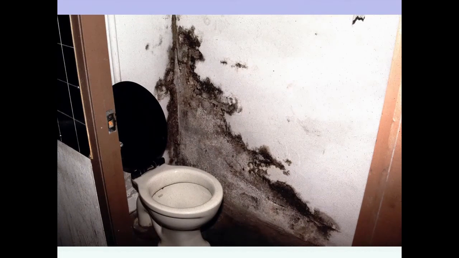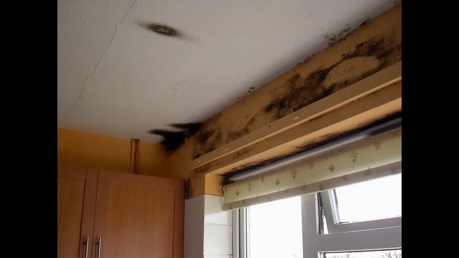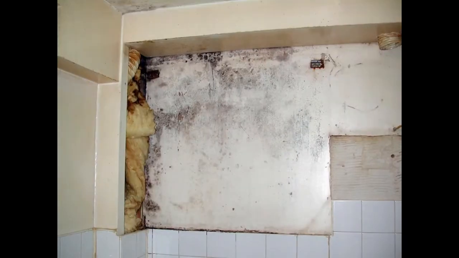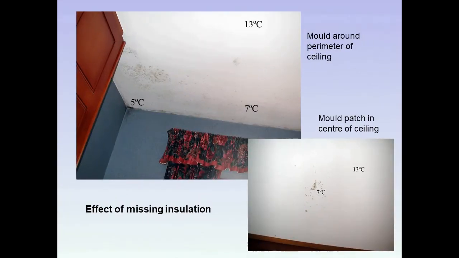More mould, black mould, typical triangular pattern in the corners where the air is very stagnant. Cold patches, cold spots. Window reveal, commonplace. Over a cooker. And this is where somebody was breathing on the wall where they slept. And finally, with reference to this is missing insulation around the perimeter of a room, and the temperatures show where the insulation is missing.